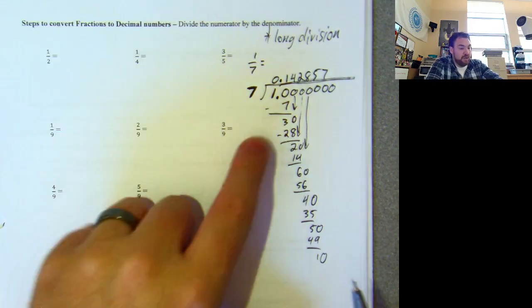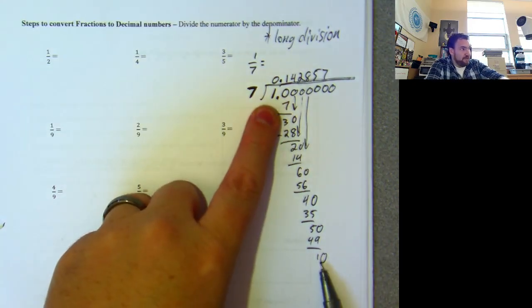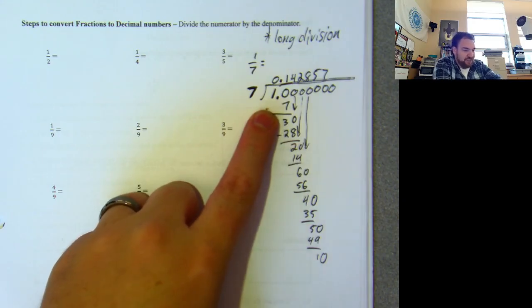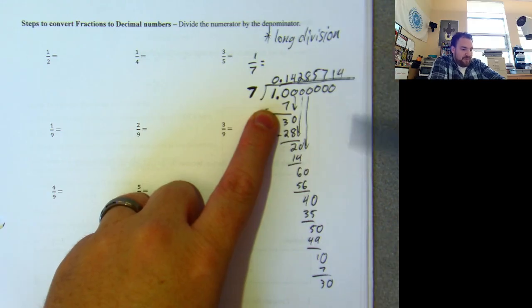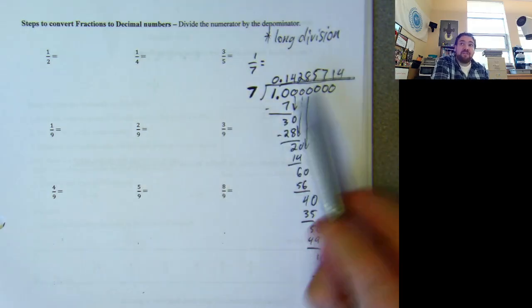Oh, look! We're at 10 again. It's an infinite division. It's an infinite repeating division. Because it's going to go in once. 1 times 7 is 7. 3, add a 0, bring it down. 4, 28, it's starting to repeat itself.